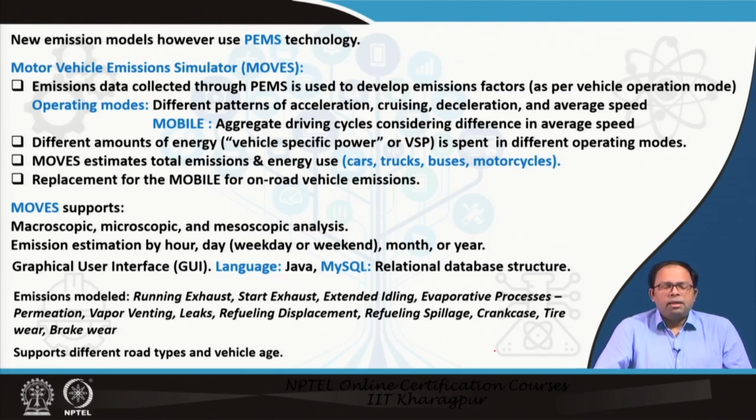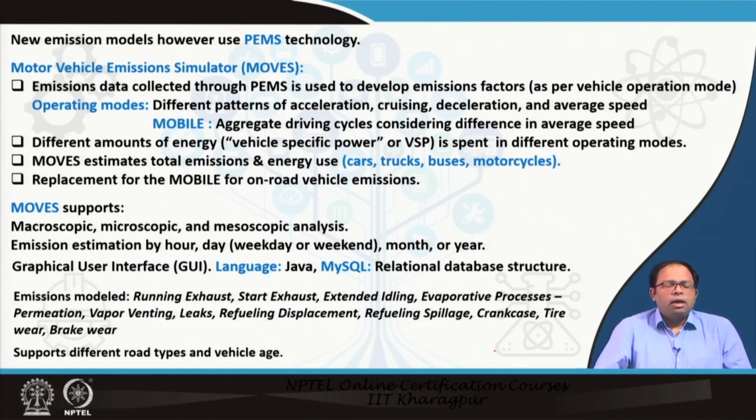So, MOVES uses aggregate driving cycles considering differences in average speed. We considered that for each driving cycle the speed is different, and from that we estimate. But over here acceleration, cruising, deceleration, and idling of the vehicle are all considered, which was not considered earlier. Sometimes a vehicle stands in a parking lot, but the driver keeps the AC on and the vehicle engine on just to keep the vehicle cool. So, that vehicle emission also needs to be estimated.